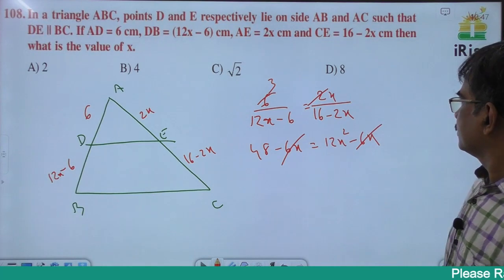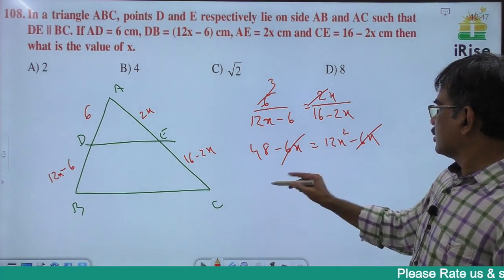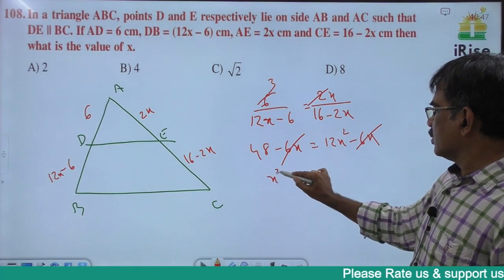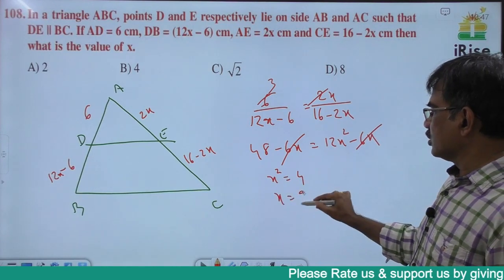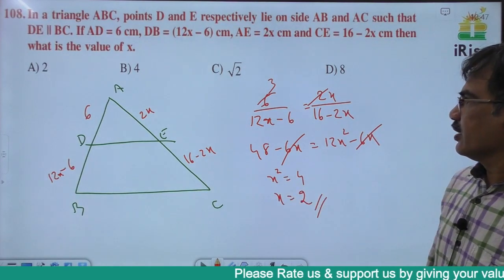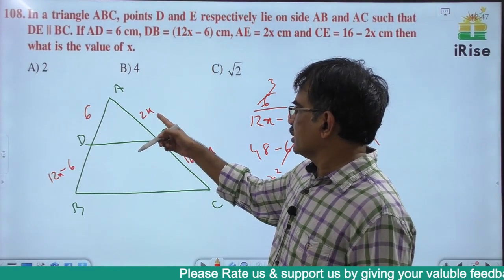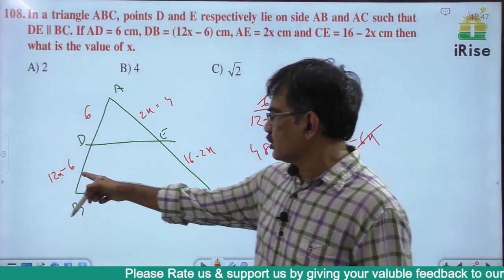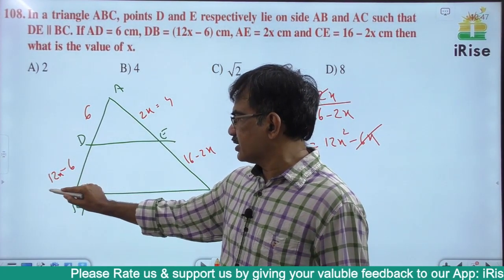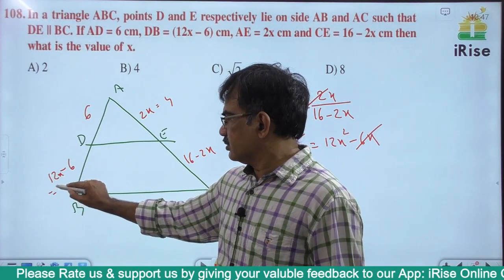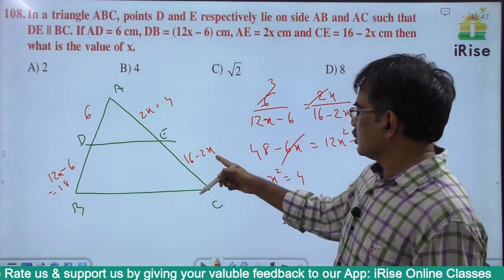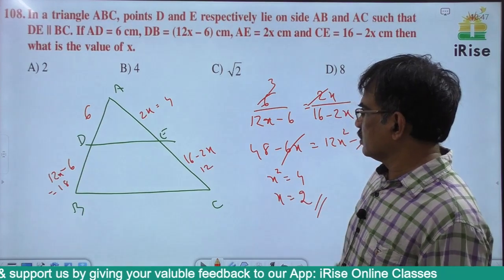6x cancels. 12x square is equal to 48. X square is equal to 4. X is equal to 2. If x is equal to 2, this becomes 4. If x is equal to 2, 24 minus 6 is 18. Okay, this is 2 times 2 is 4, and this is 12.